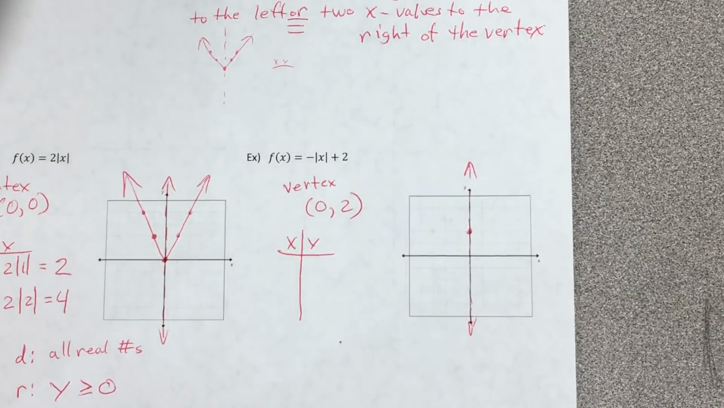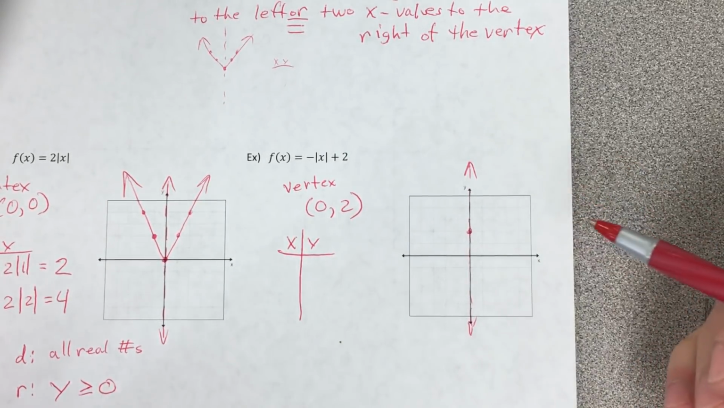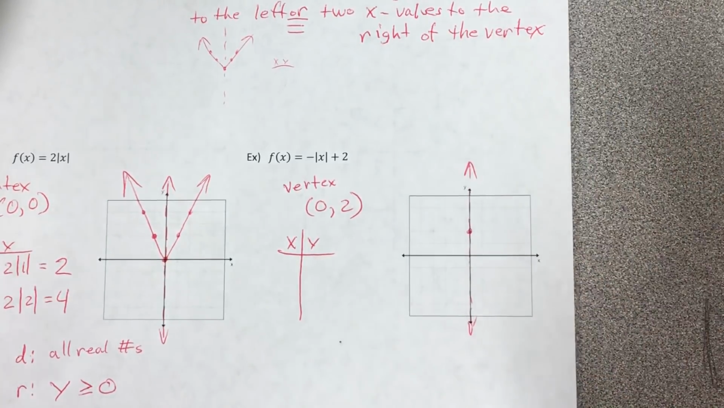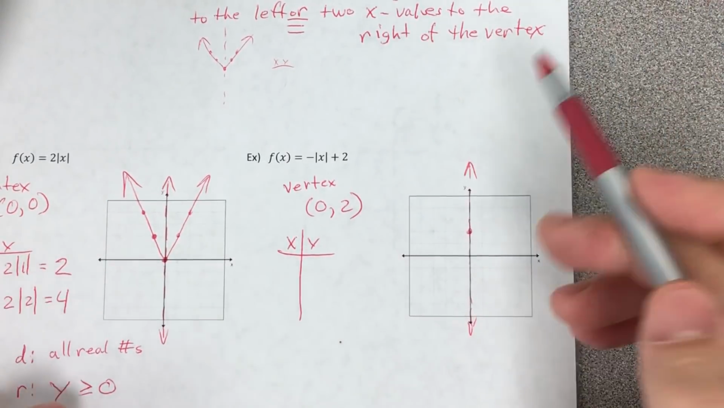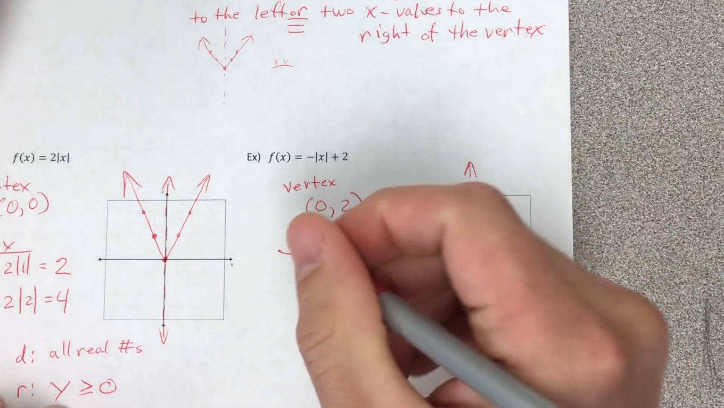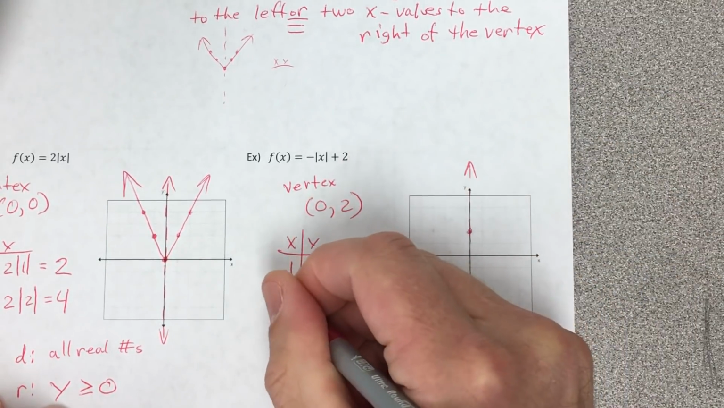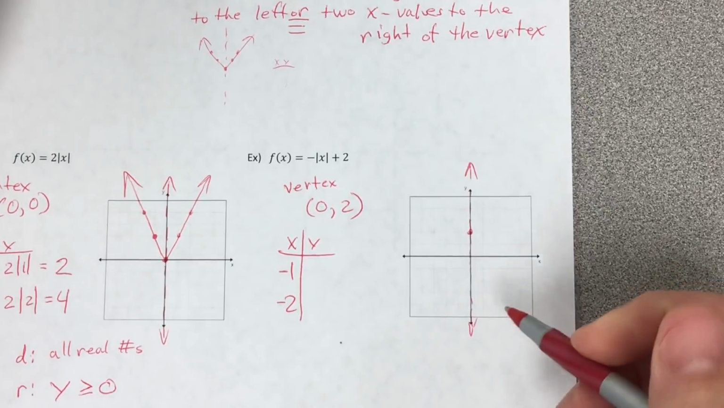And then I make my table. I want to show you can use positives or negatives. It doesn't matter, left side or right side of the graph. You're still going to get the same thing. So just for kicks, I'm going to use -1 and -2. So that's 2 x values to the left.